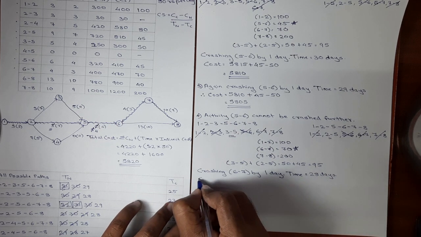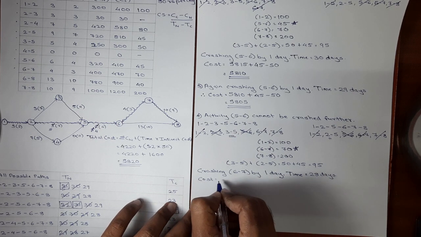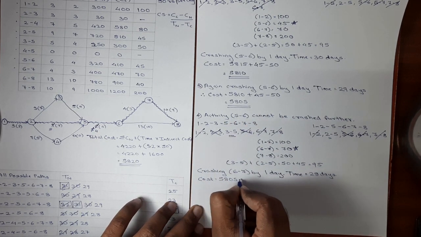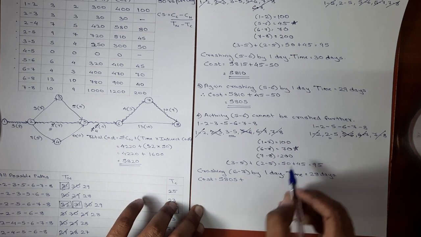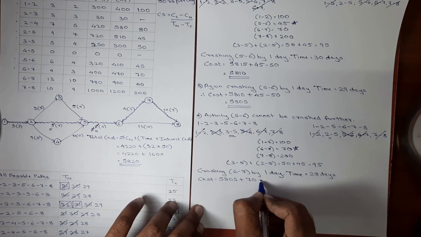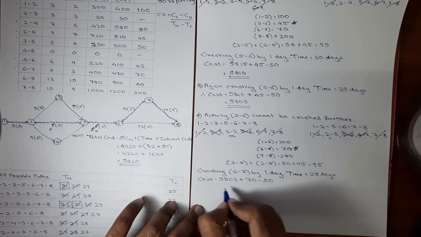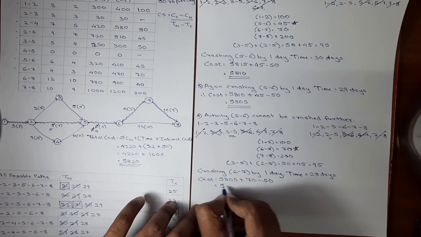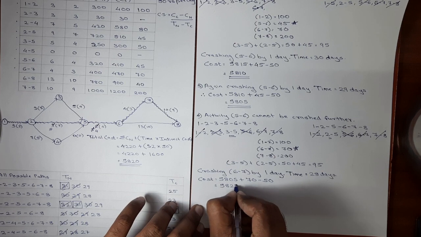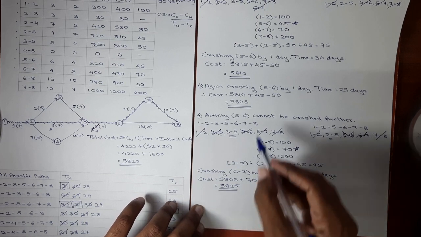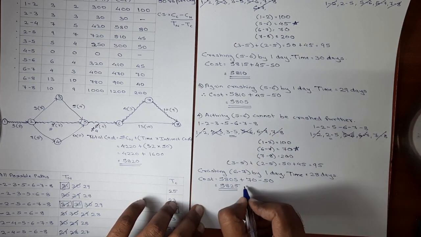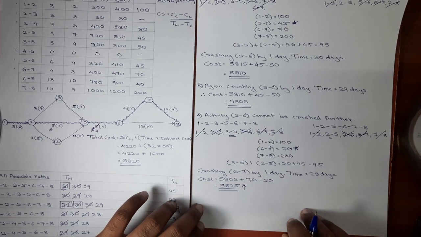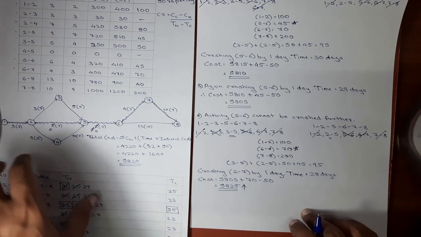And the corresponding cost will be, total cost is 5805 plus cost slope is 70 minus indirect cost is 50 rupees per day. So here we get the answer as 5825. Now cost is increased from 5805 to 5825. Cost is increased. I'll just put an arrow over here. Cost is increased, duration is reduced.